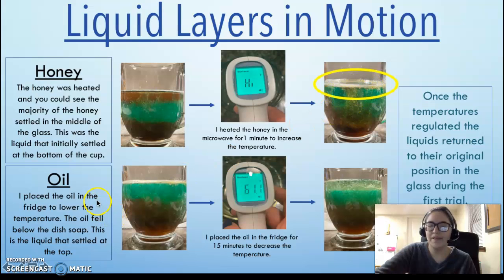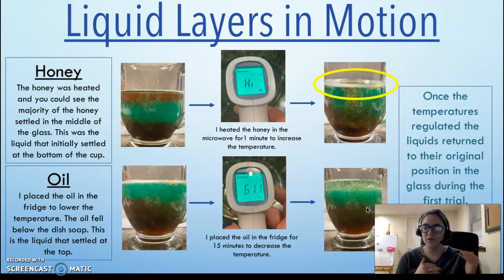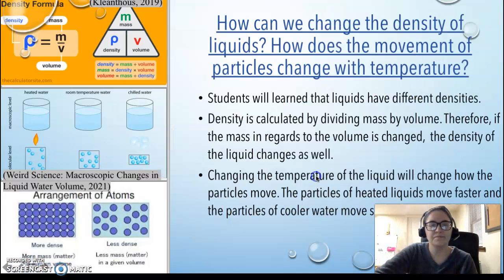For the oil, I placed it in the fridge. The original temperature was around 72 degrees, and it went down to 61 after it was in the fridge for 15 minutes to decrease the temperature. You can see it appeared thicker than before in the pictures, and more of it has settled down into the middle of the cup. You have to look very closely, because once you let the liquids sit for a minute, they return to their original positions, either at the top for low density or the bottom for high density.